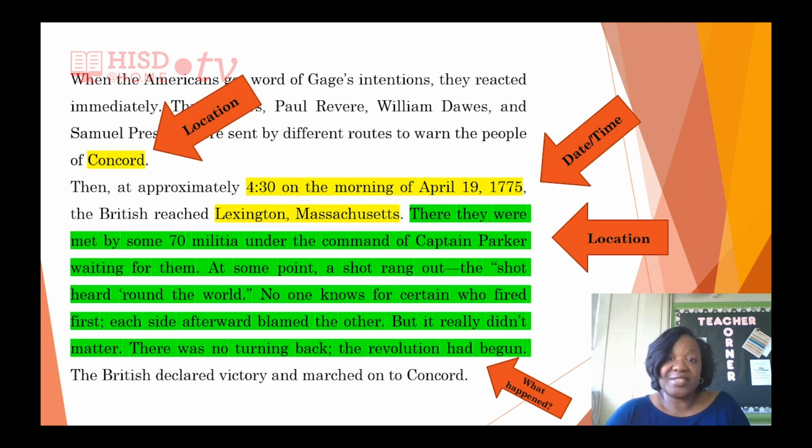The date and time was 4:30 in the morning on the morning of April 19th, 1775. The location, Lexington, Massachusetts. And then what happened? You see, I've highlighted here in green that they were met by some 70 militia under the command of Captain Parker, waiting for them. And at some point, a shot heard around the world. No one knows for certain who fired, and the battle began.